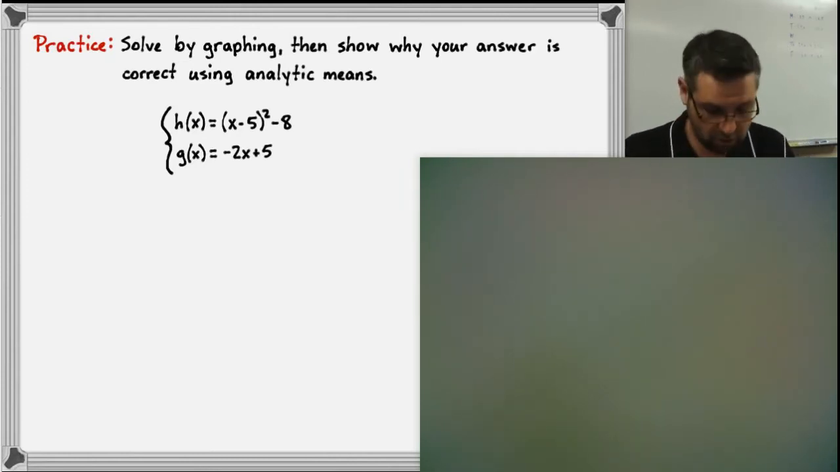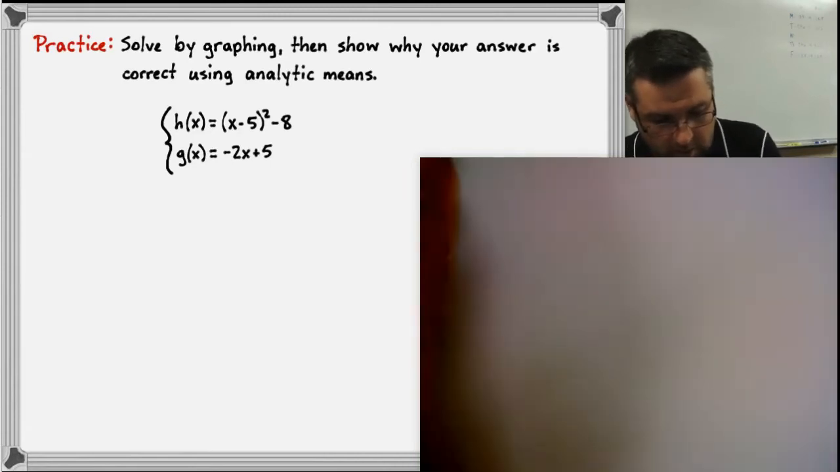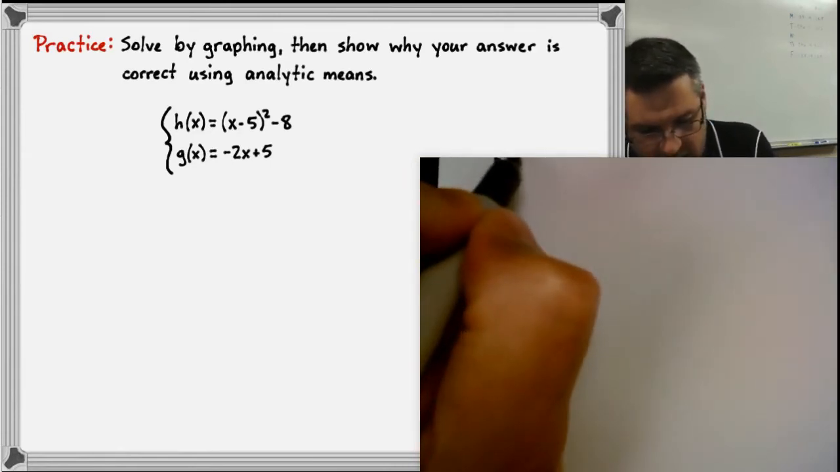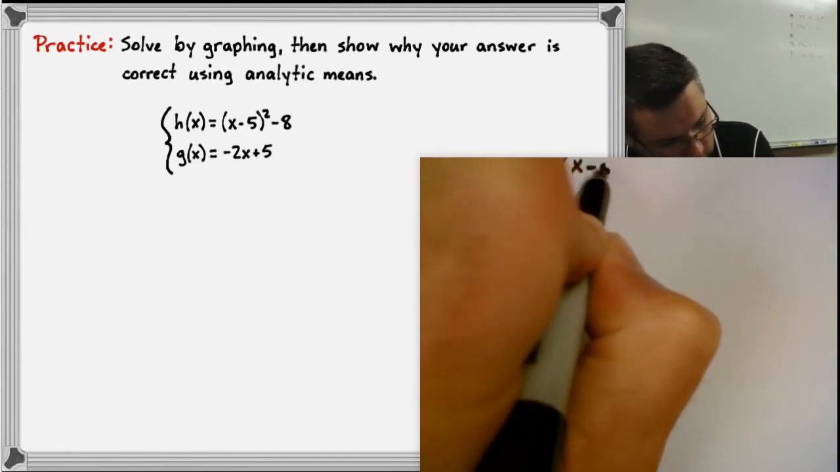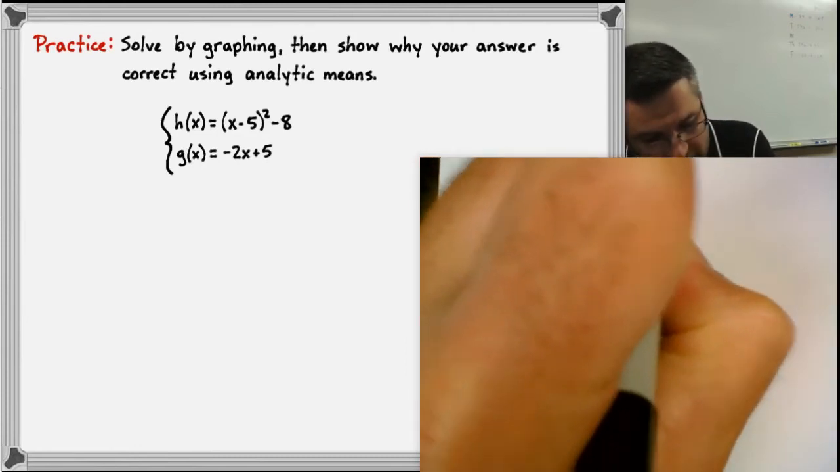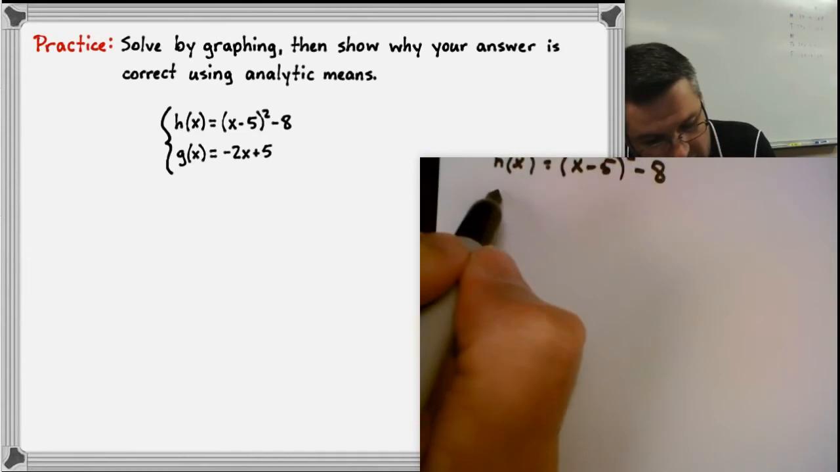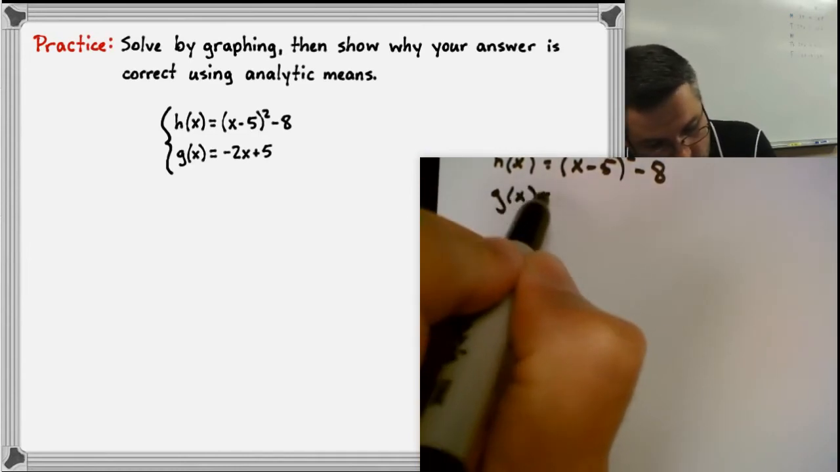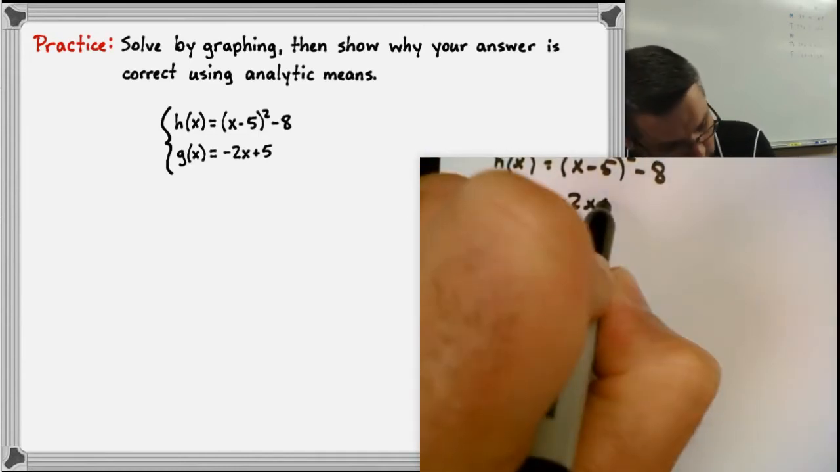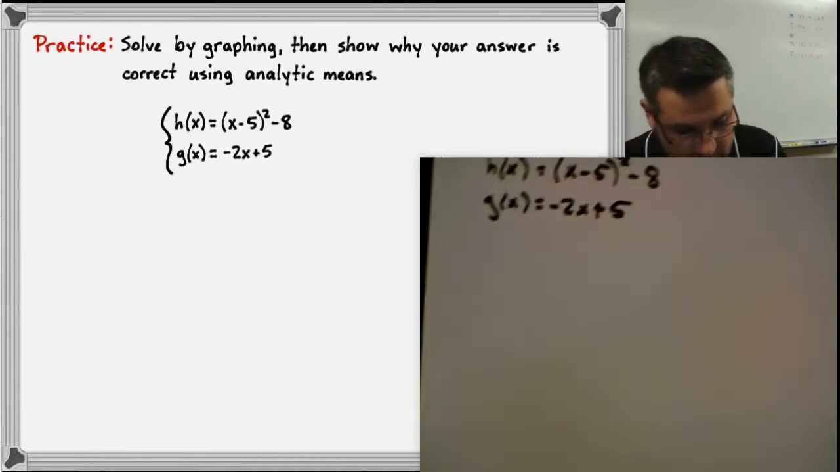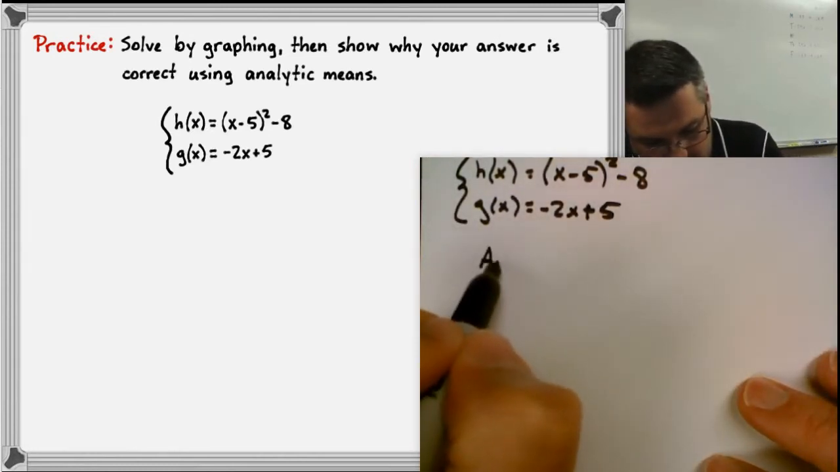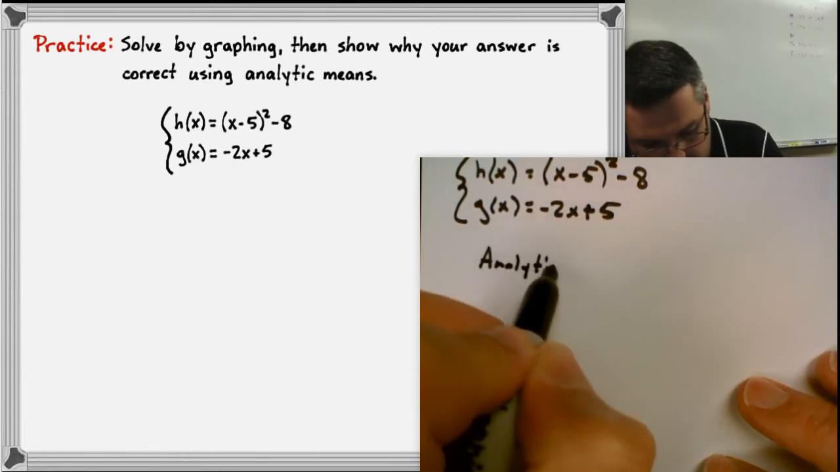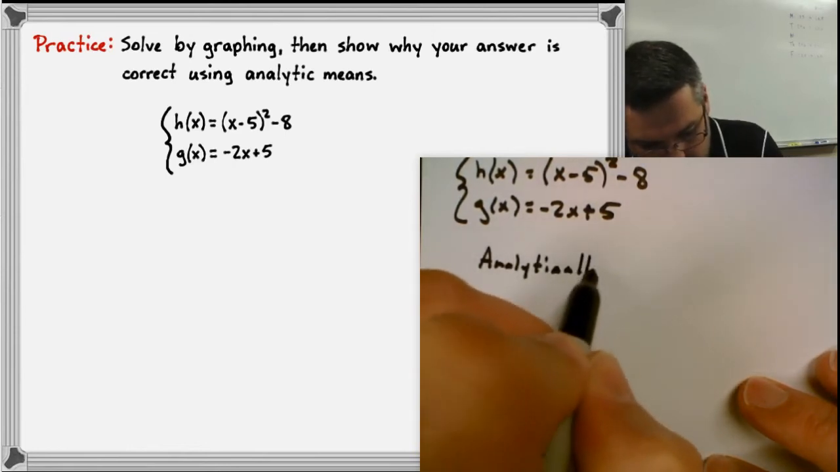All right, so let's go ahead and take a look at your problem here. You'll notice that h of x is written in vertex form, okay? So when we go to graph that parabola, that's actually going to be really easy to graph. It should be, because vertex form is the easiest form to graph off of. But I want to solve this system analytically first. So let's go ahead and solve it analytically.